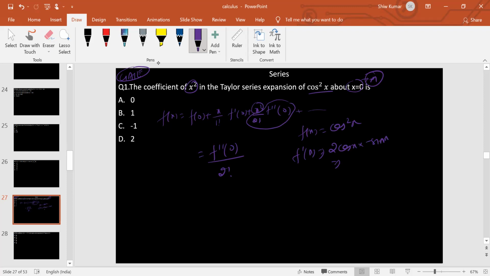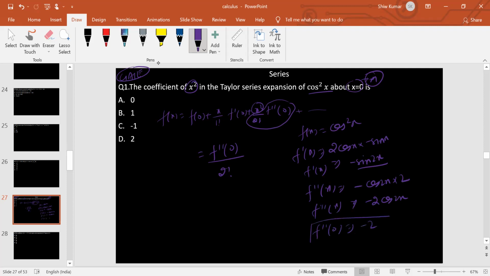And if you simplify them, this is the formula for sin 2x. This is the f dash x. And again, if you differentiate, sin 2x differentiation is cos 2x, and with 2x it gives 2. It will become minus 2 cos 2x. Now you put x equal to 0. The cos 0 is 1, so you will get minus 2 here. That minus 2 is substituted here, and 2 factorial is 2 only. If you simplify, then you will get minus 2.